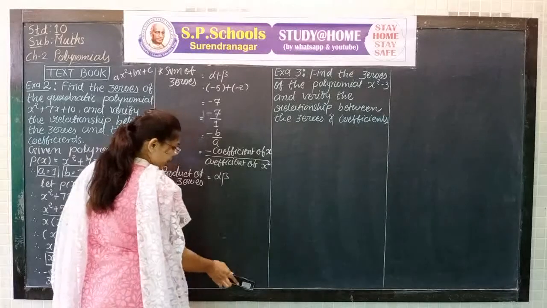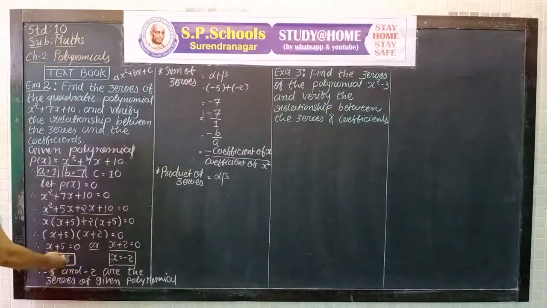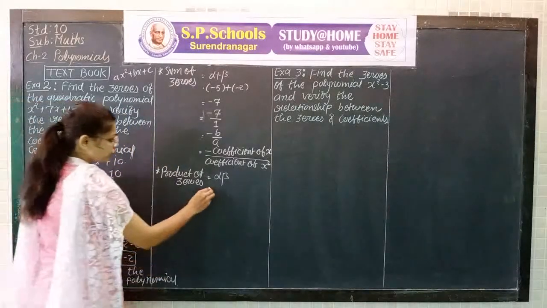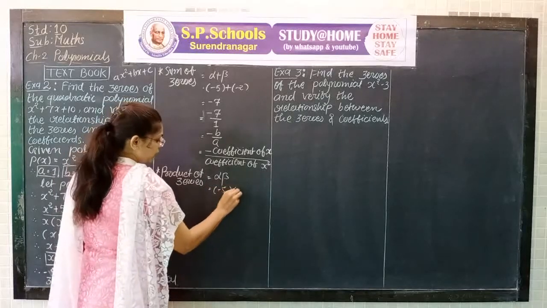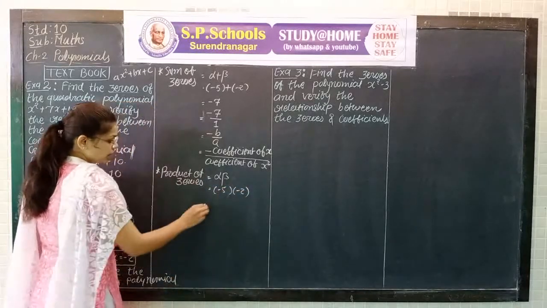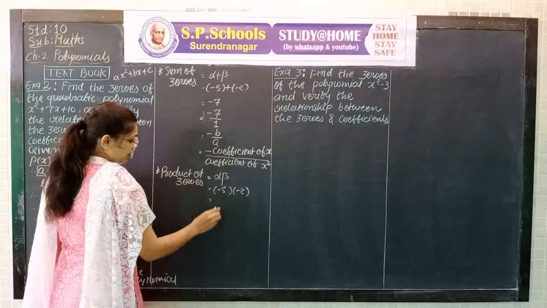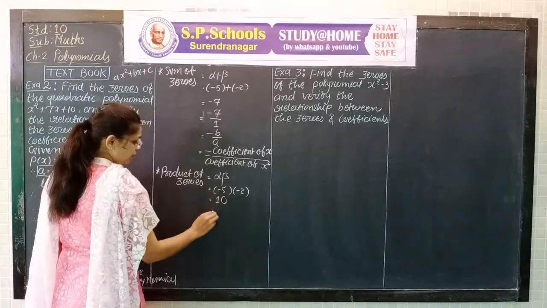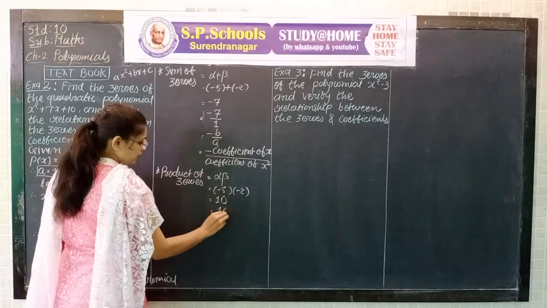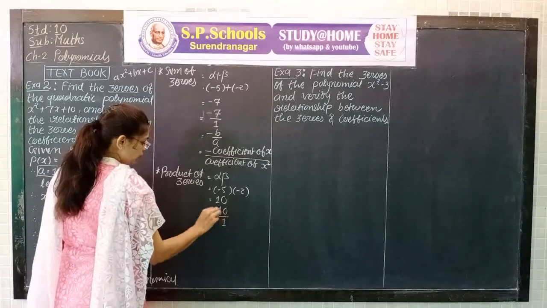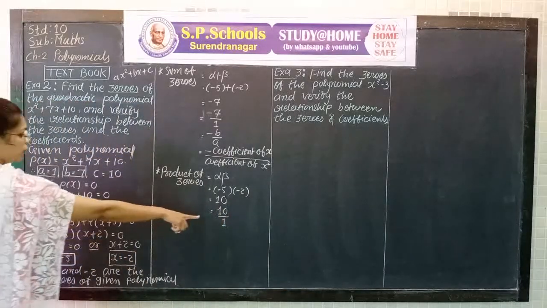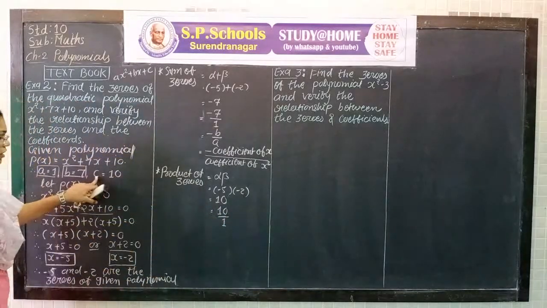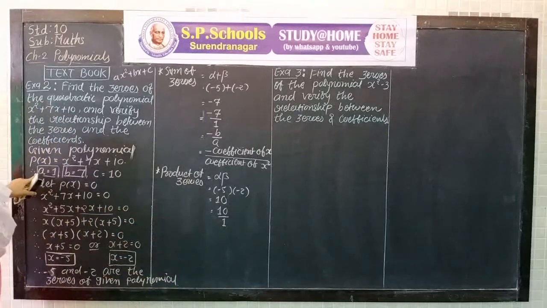Now we substitute the value of alpha and beta. Alpha is minus 5 and beta is minus 2. Minus 5 multiplied with minus 2, we get 10. Again nothing in the denominator, then put 1. On comparing, numerator 10 is equal to c. Denominator 1 is equal to a.